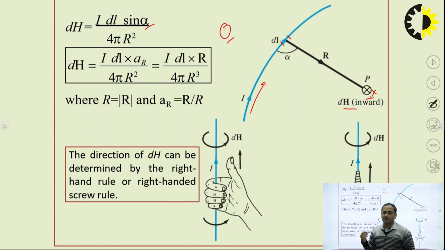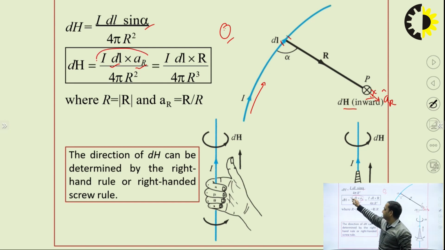Sine alpha comes when we have cross products, right? And cos alpha comes when we have the dot product. These things must be clear to all of you. Sine alpha is for the cross product, so the cross product will be what? This is the cross product between IDL and aR. This is the direction of aR, and here we have IDL cross aR.